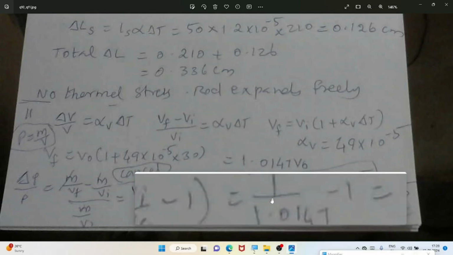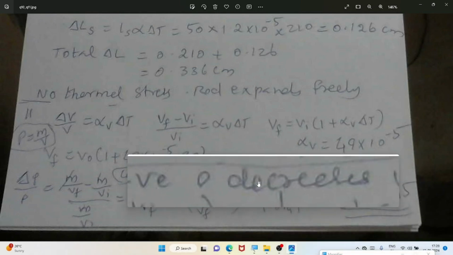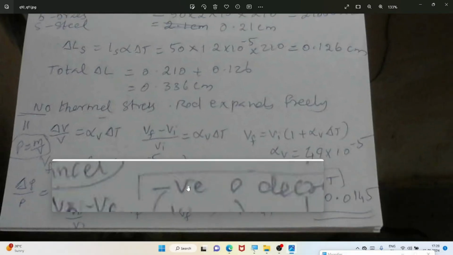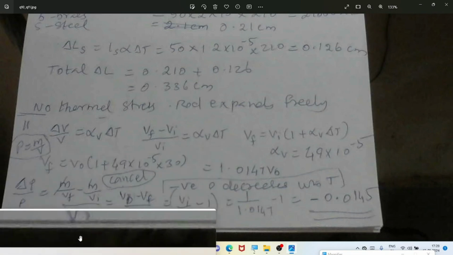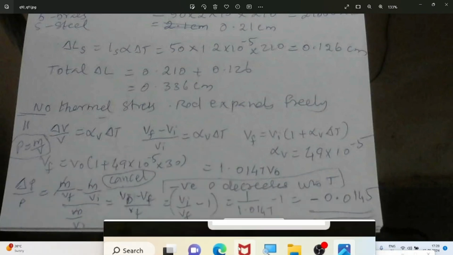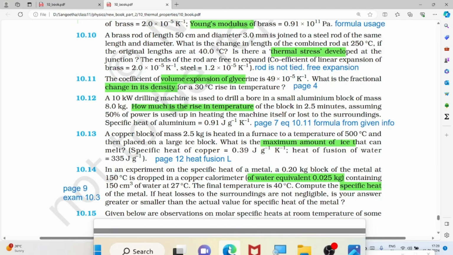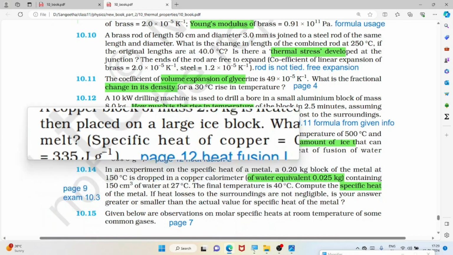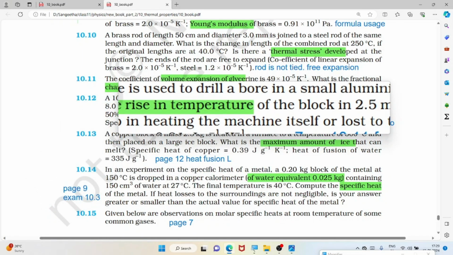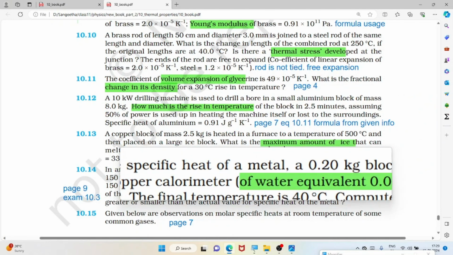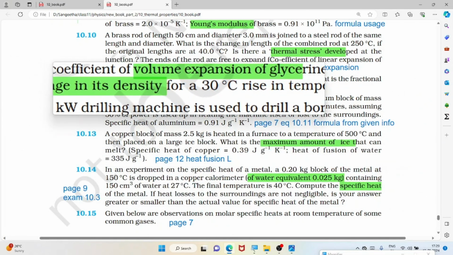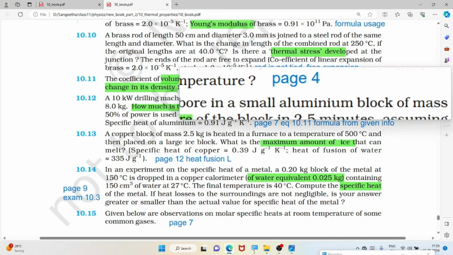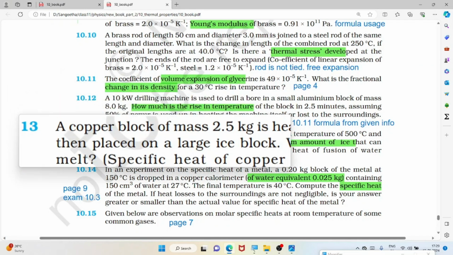Because density decreases, the change is negative. Rise in temperature in the block, okay, not this. Change in density for a 30-degree rise in temperature. Okay, a 30-degree rise in temperature decreases the density.